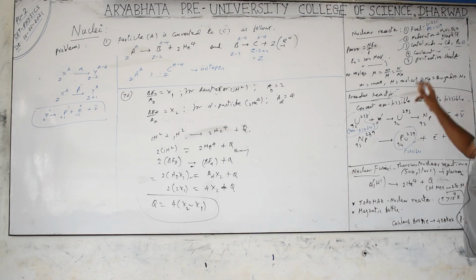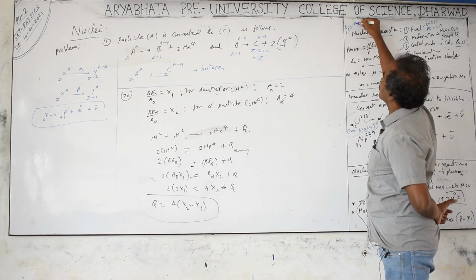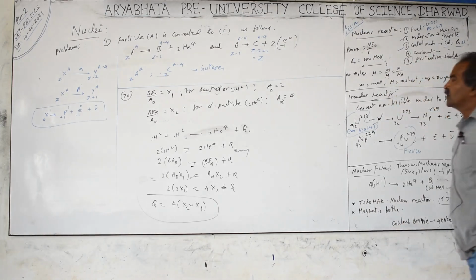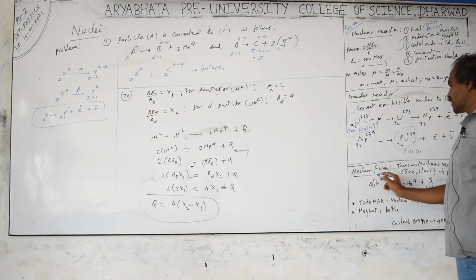Next, this is related to the fission reactions we are discussing. Nuclear reactors and the atom bomb work on the principle of fission reaction. A nuclear reactor is a controlled chain reaction and an atom bomb is an uncontrolled chain reaction. Next part is fusion reactions.